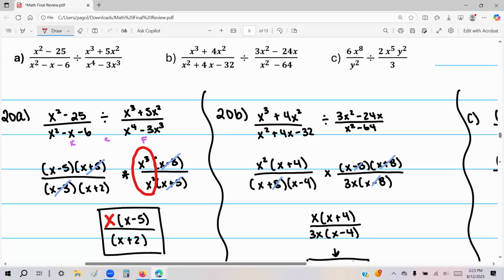The second one is also the same. We have 1 GCF and 1 difference of perfect squares. So you pull out x squared, you get x plus 4. For the difference of perfect squares, we have x plus 8, x minus 8. And the other one, oh, we have one more here. 2 terms means GCF here. So here you can factor out 3x and you get x minus 8.